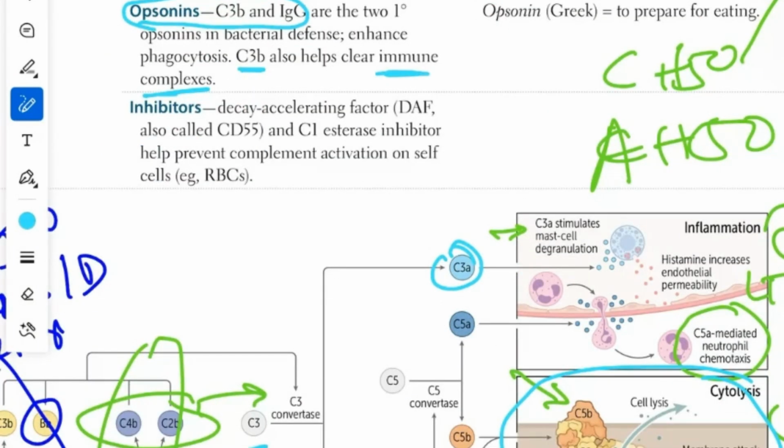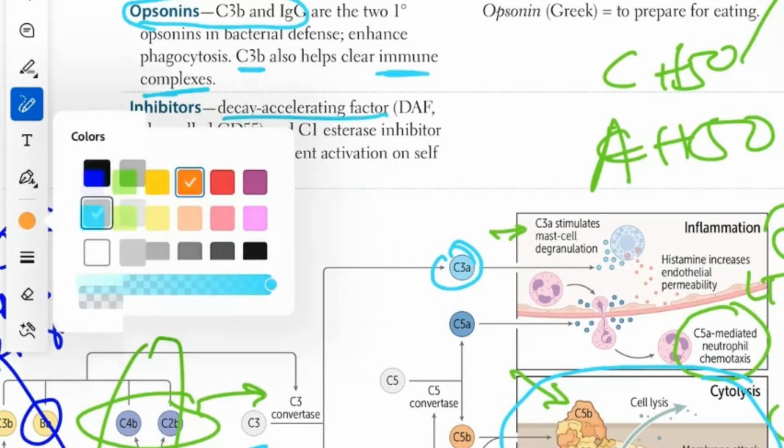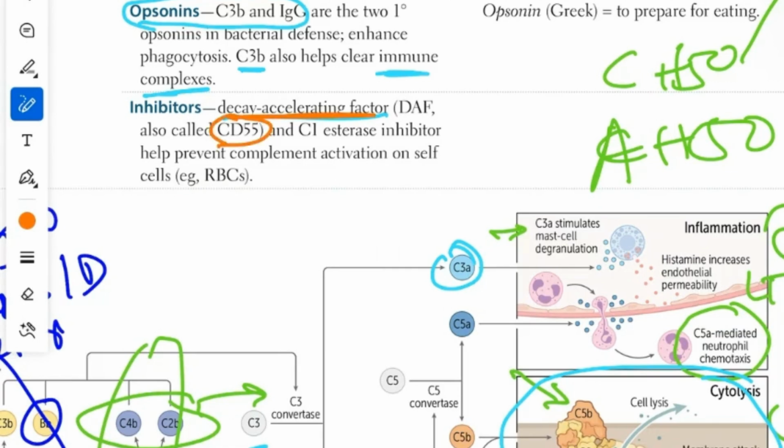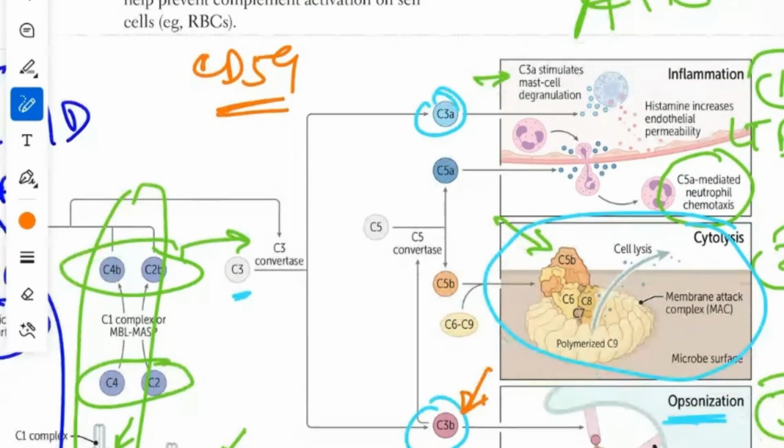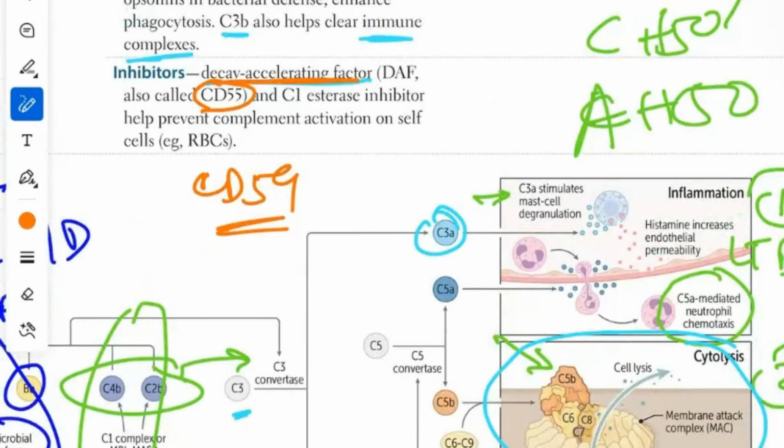Then what are the inhibitors of this pathway? We have the decay accelerating factor, also called CD55. There's also CD59. They protect cells of the body against activation, because they help to inhibit the complement proteins. These complement proteins can create the MAC complex, or C3b can tag normal cells, which will lead to destruction of those cells by white blood cells. So the inhibitors CD55, CD59 help to deactivate the complement system.